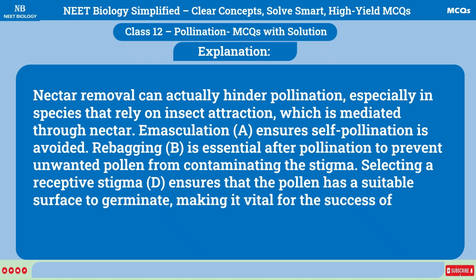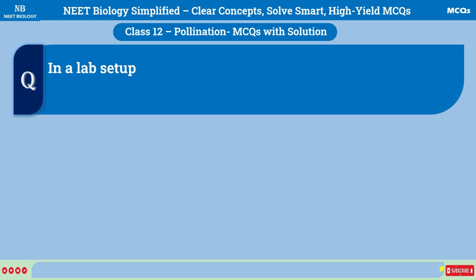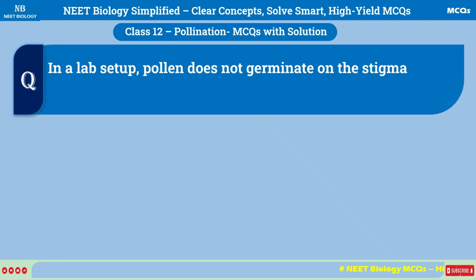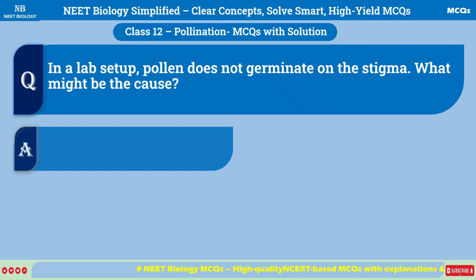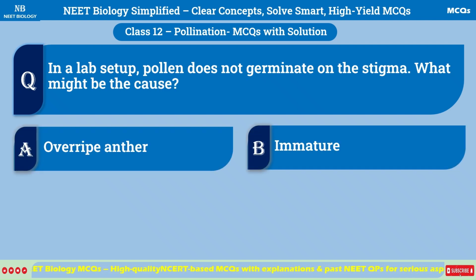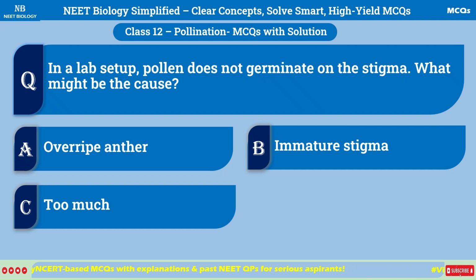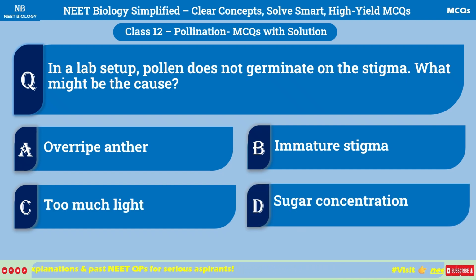In a lab setup, pollen does not germinate on the stigma. What might be the cause? A. Overripe anther. B. Immature stigma. C. Too much light. D. Sugar concentration. Correct answer is B. Immature stigma.